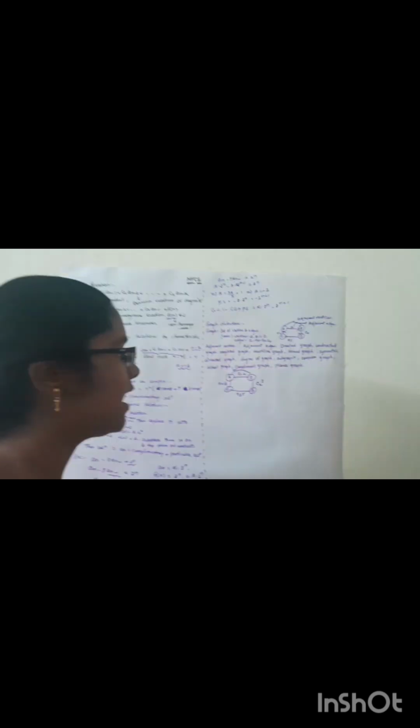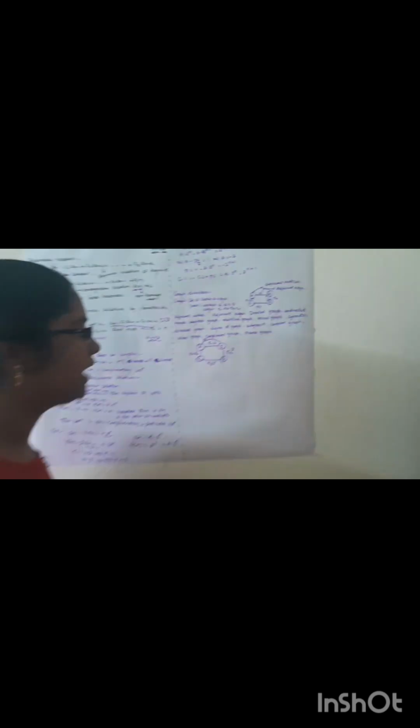Next, mixed graph. A graph in which some edges are directed and some are undirected is said to be a mixed graph. Consider the graph like this. Here E1, E2 edges are directed and E3, E4, E5 are not directed. So a graph with both directed and undirected edges is said to be the mixed graph.